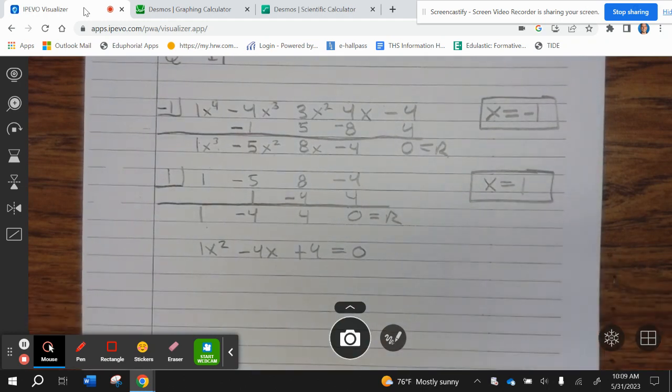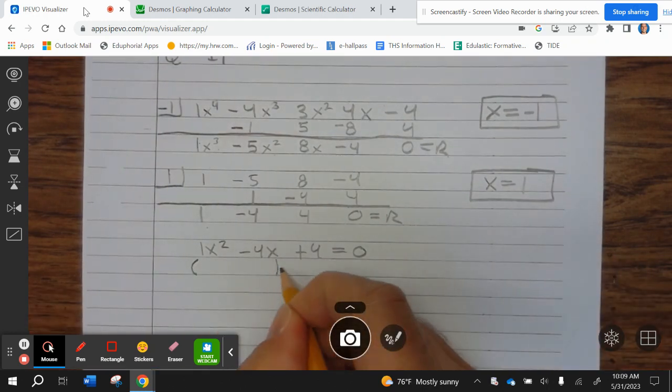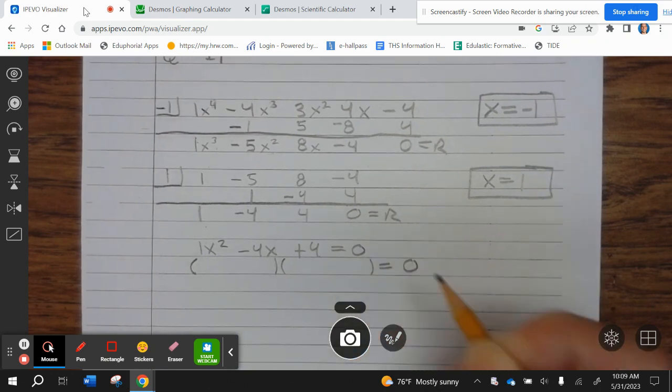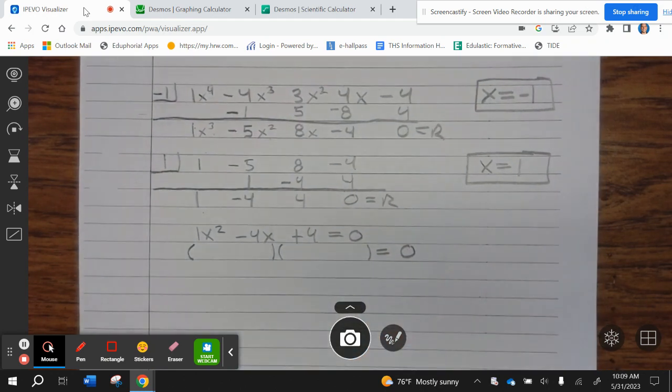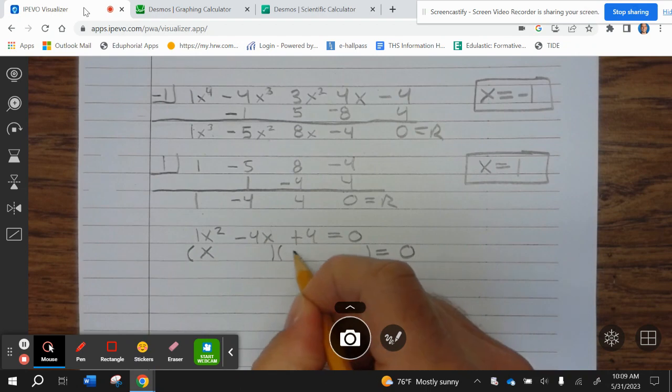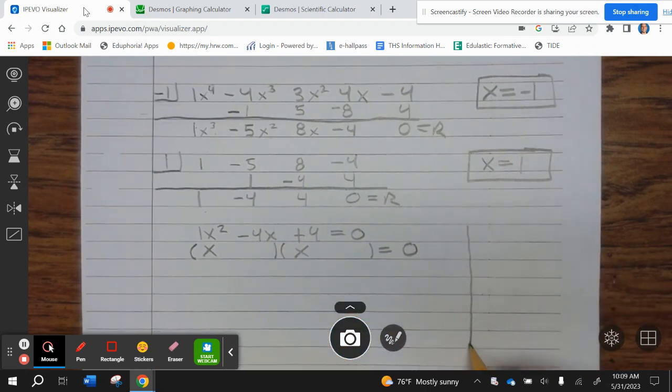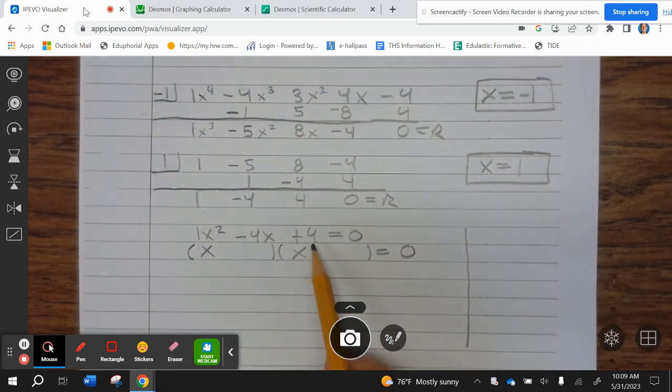Okay, now we can factor this to find the remaining two zeros. So we know x and x is x squared. Now since the last number is positive and the middle number is negative, both numbers have to be negative.